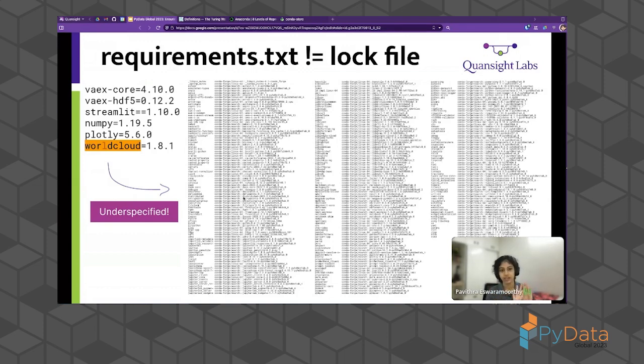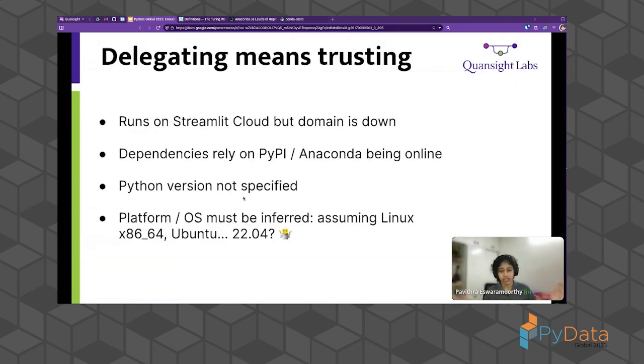The main thing is a lot of things were delegated out. What were these things? The app runs on Streamlit Cloud, but the domain was down.